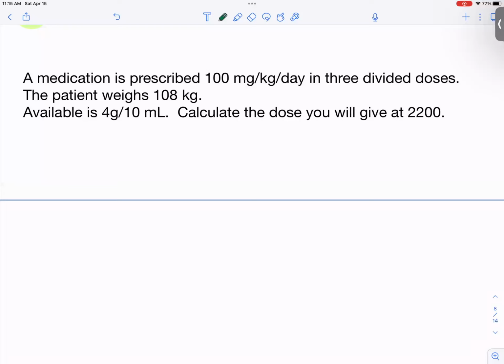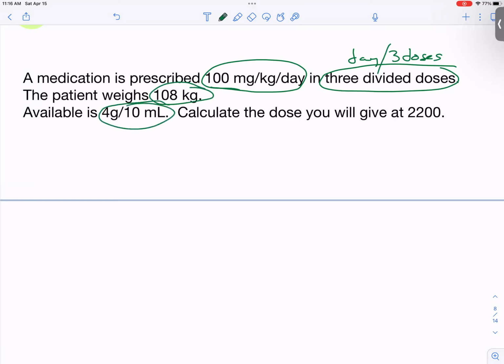Let's do it. The order is 100 milligrams per kilogram per day in 3 divided doses. That means every day they're going to get 3 doses, right? That's what that means. Patient weighs 108 kilograms and it's available in grams per 10 ml. They want to know what dose will you give at 2,200, right?